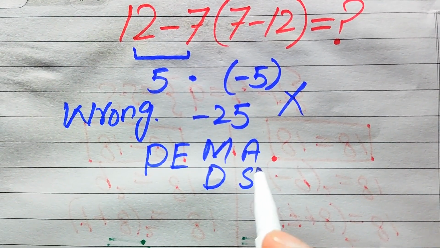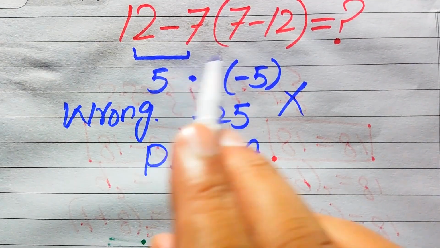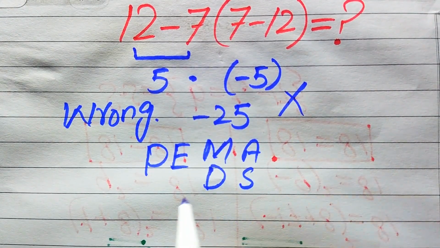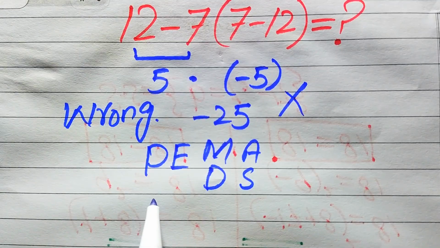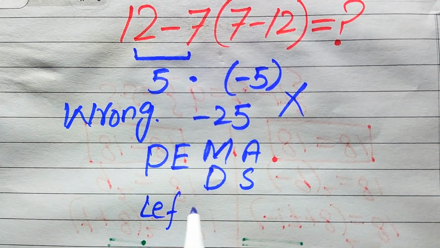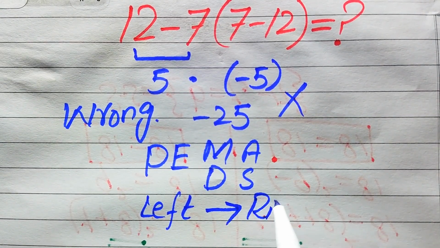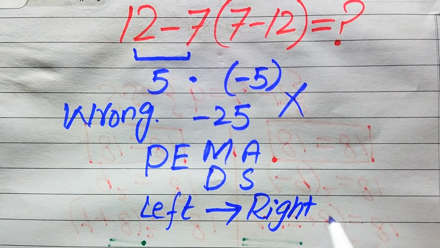So we just remember this order of operations to solve this type of question. We necessarily solve this problem using this rule from left side to right side. So this is the order of this rule.